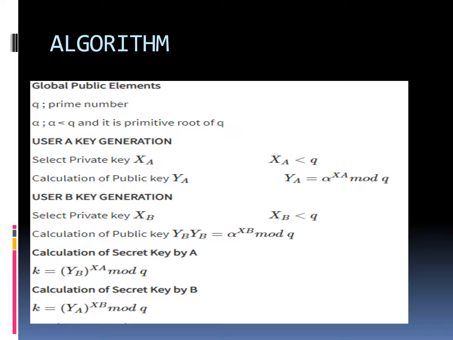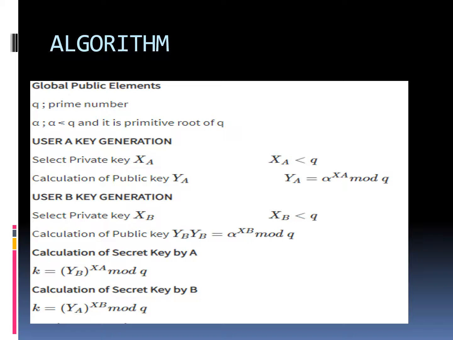Let's get started with the algorithm. The Diffie-Hellman key exchange algorithm involves global public elements. They are Q, which is a prime number, and alpha, which is a primitive root of Q, where alpha is less than Q.